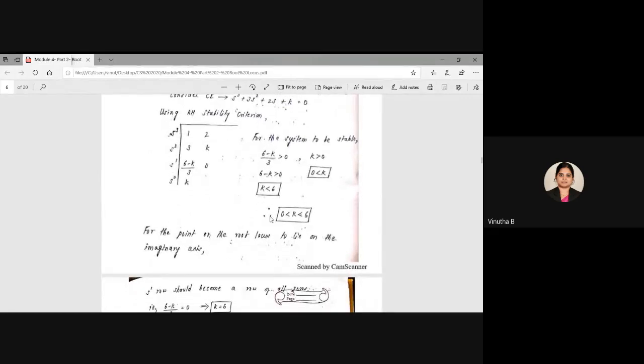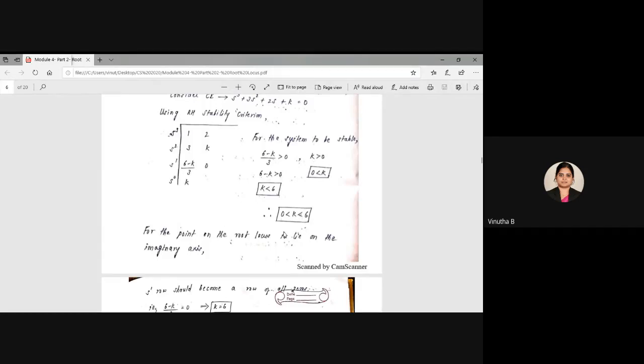So when you simplify this, you will get 6 minus k greater than 0, or k is less than 6. So what is the maximum value of k? Maximum value of k should be 6. And we have one more term here, that is k, which should also be greater than 0. So k should be greater than 0 and less than 6. So this is the condition for the system to be stable.